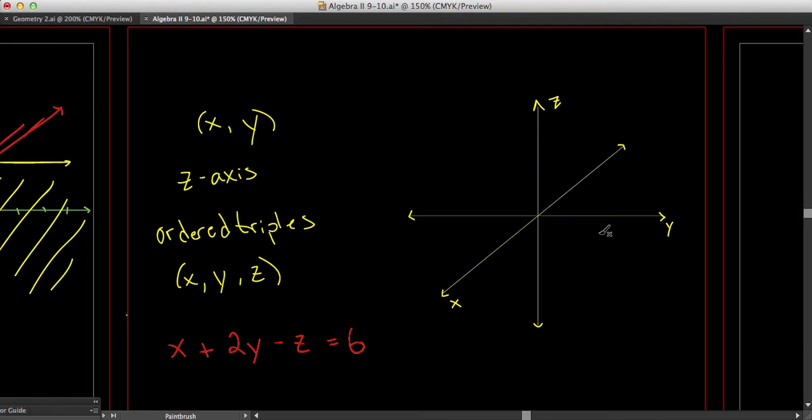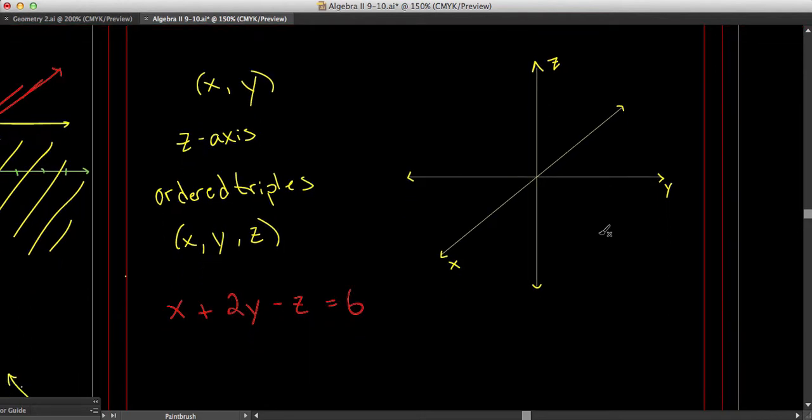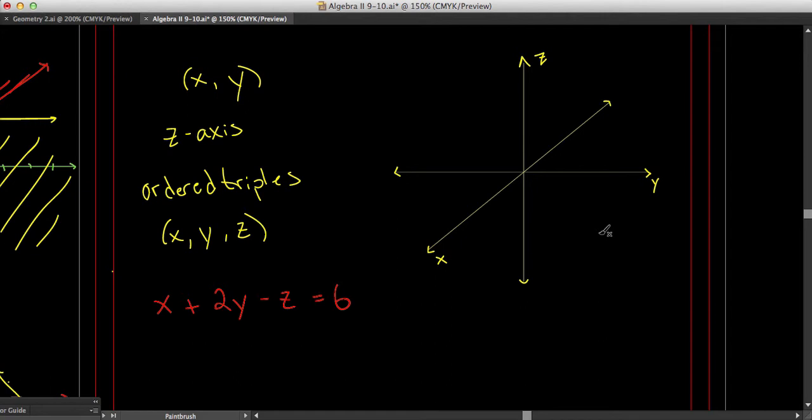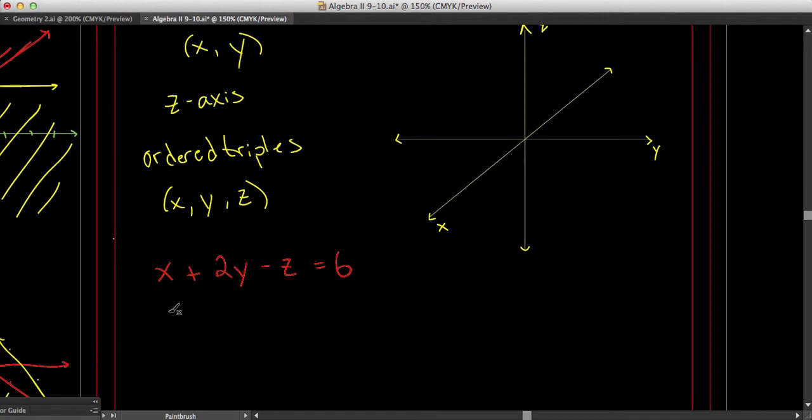So the way that we're going to graph this equation is we're going to do a couple things. First, we're going to take x and let it be 0. We're going to allow x to equal 0. So if we do that, we have 0 plus 2y minus z equals 6. And then if we solve for y here, we can have an equation, y equals some value in terms of z. So if we add z to both sides and divide by 2, we're going to have y equals z over 2 plus 3.